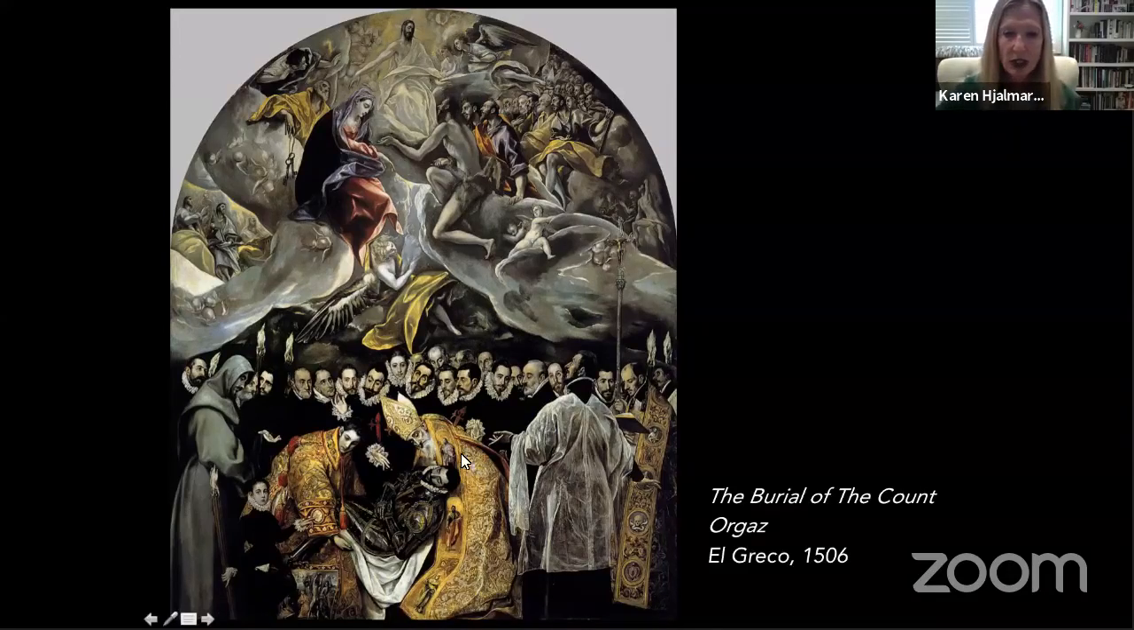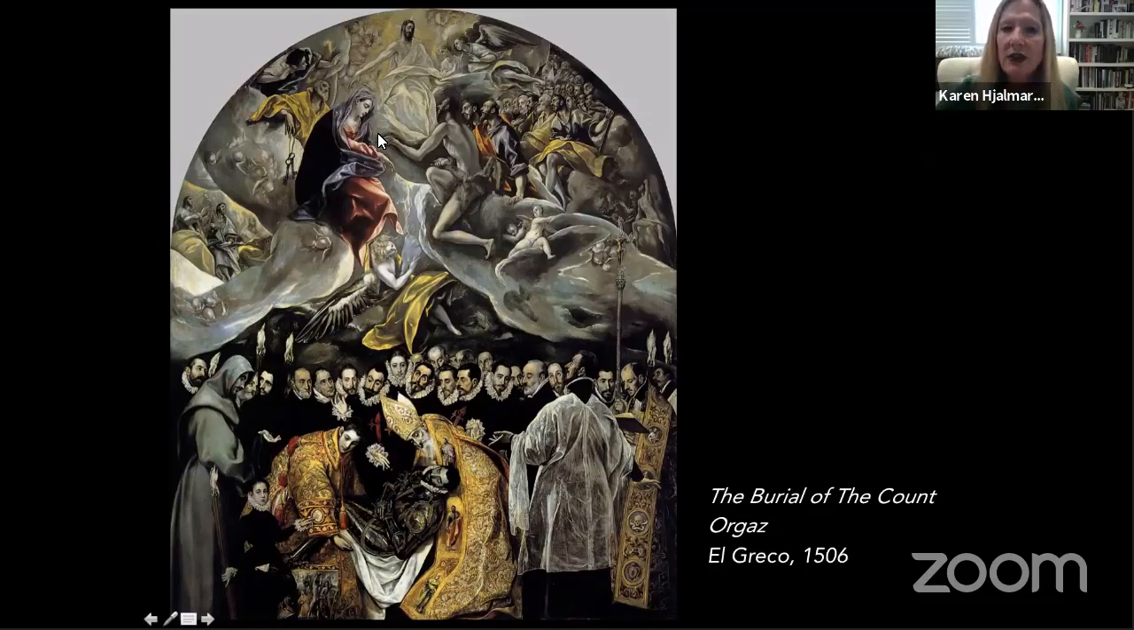So what do we have here? We have the Count being buried by Saint Stephen and Saint Augustine. What's interesting, however, is they're burying him with their hands, not with a shovel. Why is that done? Well, they honor his pure piety and importance. Something else that's kind of interesting is we actually have El Greco here. We have El Greco right here. That's his own portrait, the artist. And we have his young son, and he extends his hand. And then we have a series of very important figures from, as I said, aristocracy.